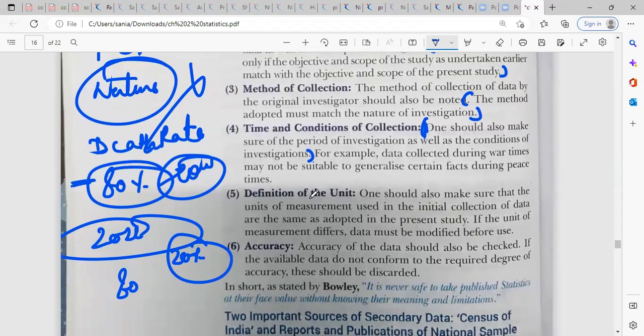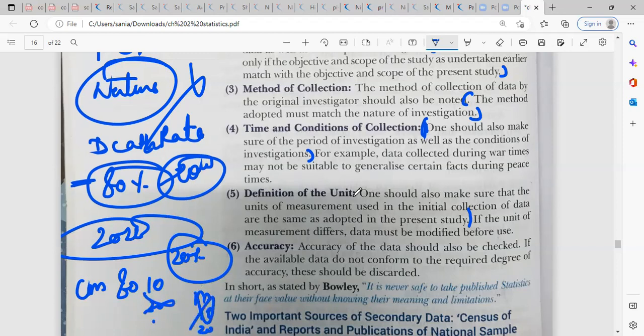Okay. Then definition of the unit. One should also make sure that the unit of measurement used in the initial collection of data is the same as adopted in the present study. For example, if you collected the data in centimeters and wrote 10, 20, 30, and over here I'm collecting the data in meters and I'm also writing 10, 20, then of course it will be wrong.